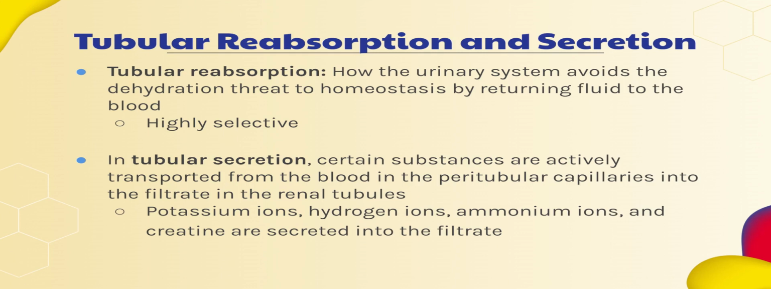In tubular secretion, certain substances are actively transported from the blood in the peritubular capillaries into the filtrate in the renal tubules. Potassium ions, hydrogen ions, ammonium ions, and creatine are secreted into the filtrate. Secretion of hydrogen ions is an important homeostatic mechanism for regulating the pH of blood. Certain medications, such as penicillin, are also removed from the blood by this secretion.